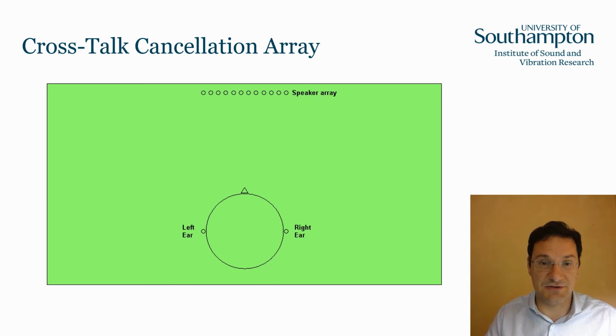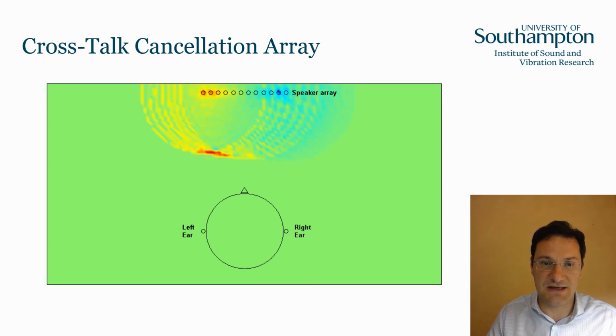This concept is illustrated even better with this time domain simulation. As usual, we have here on the top the circles representing loudspeakers, and we have a shadowless head with the left and right ears here. What we're going to do now is to generate with all these loudspeakers an ideal pulse at one of the two ears. Let's see what happens. As you can see, the loudspeaker array is very effective at focusing the energy at the left ear, and little energy reaches the right ear.